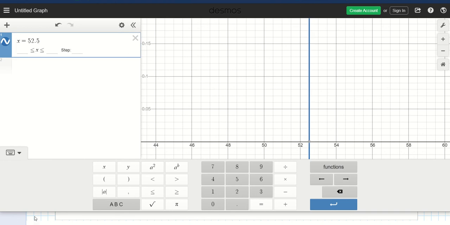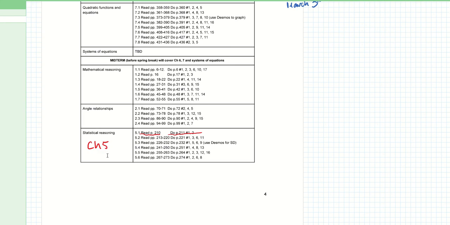For homework, we have chapter 5, section 5.4, so make sure you read through the examples, pages 241 to 250, and do questions 1, 4, 8, and 13. For some of them, you might need to use Desmos. Again, if you have any questions, make sure you post them as replies in Teams.